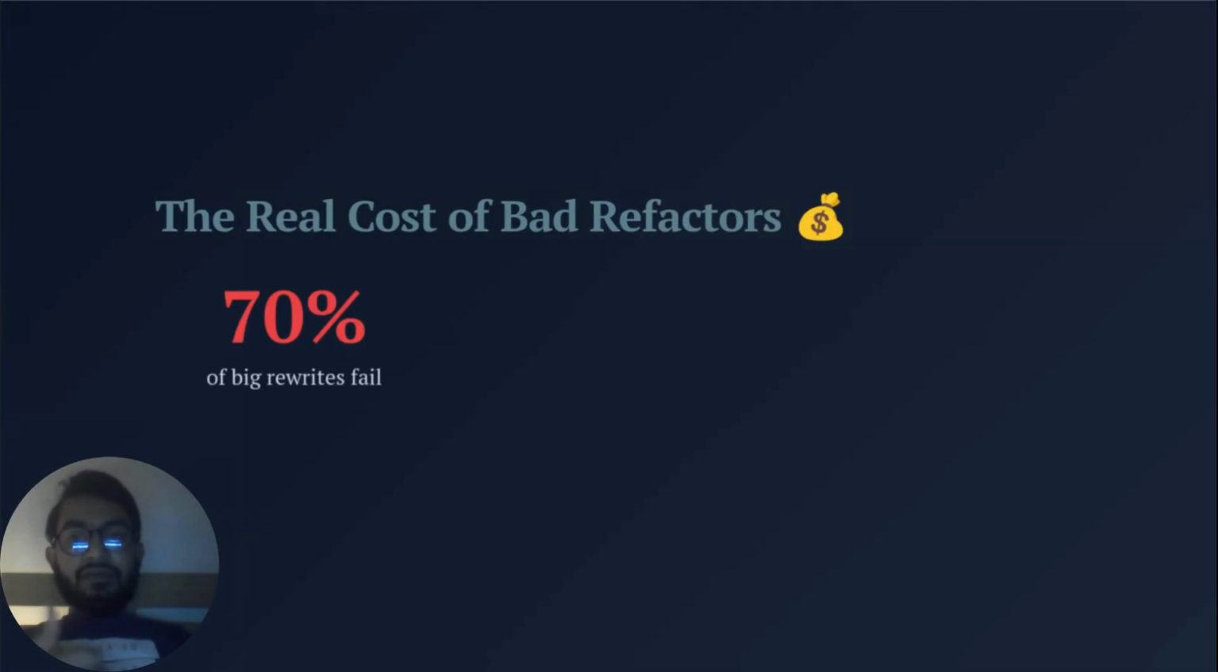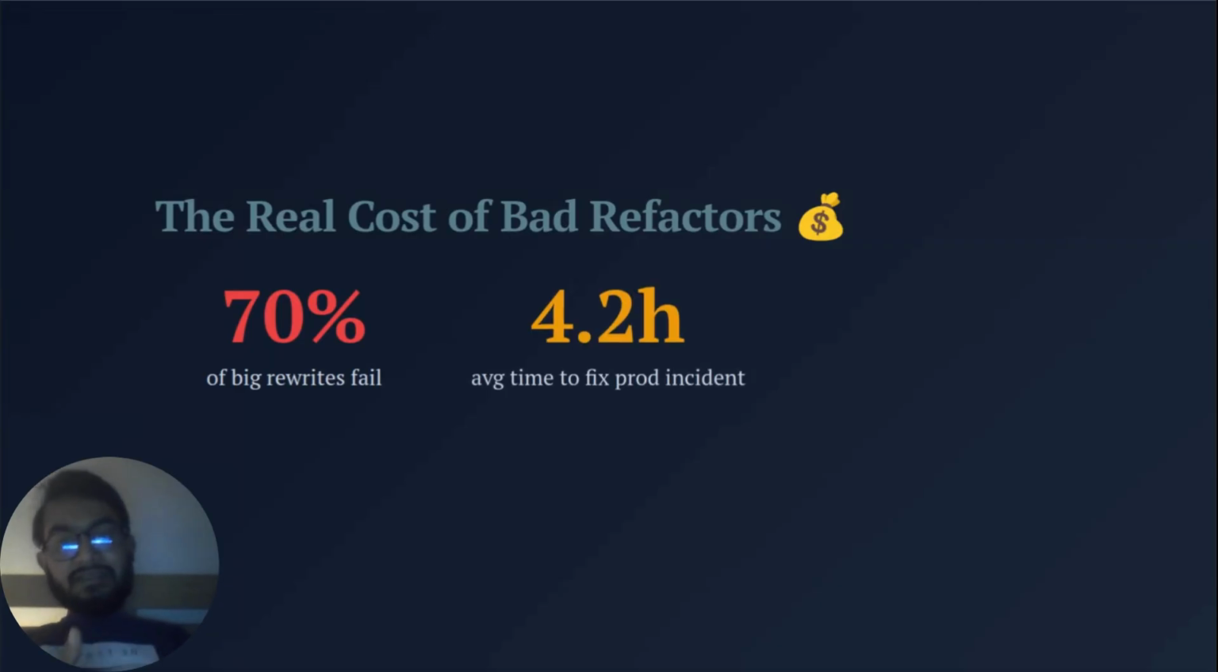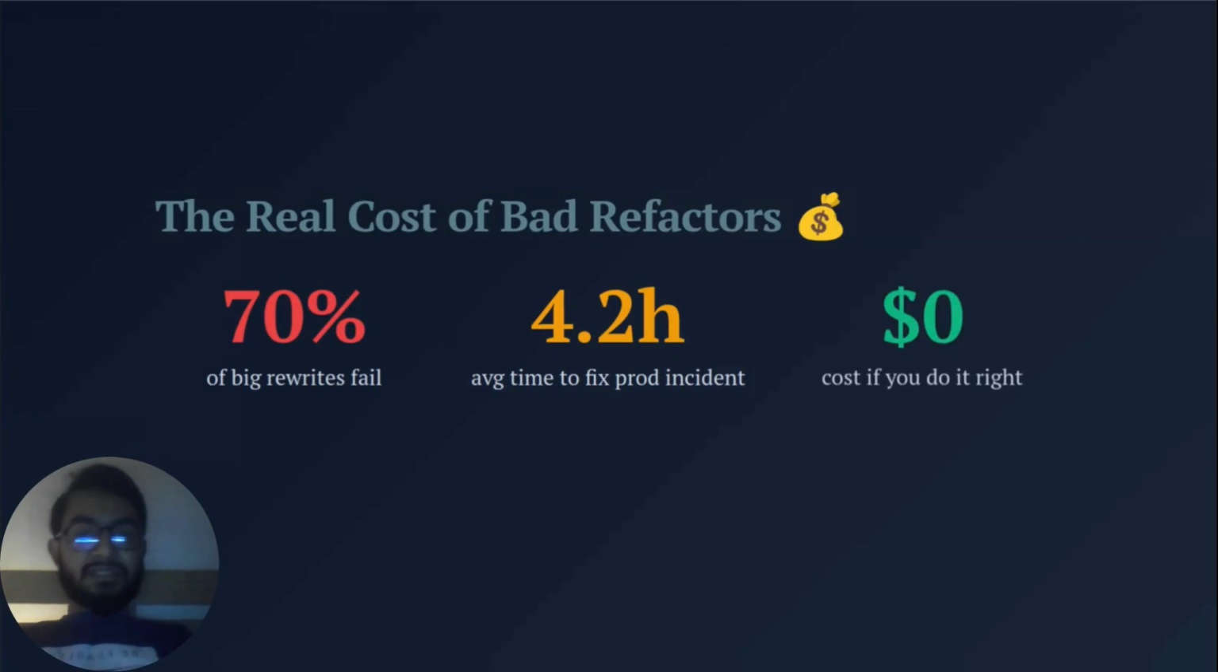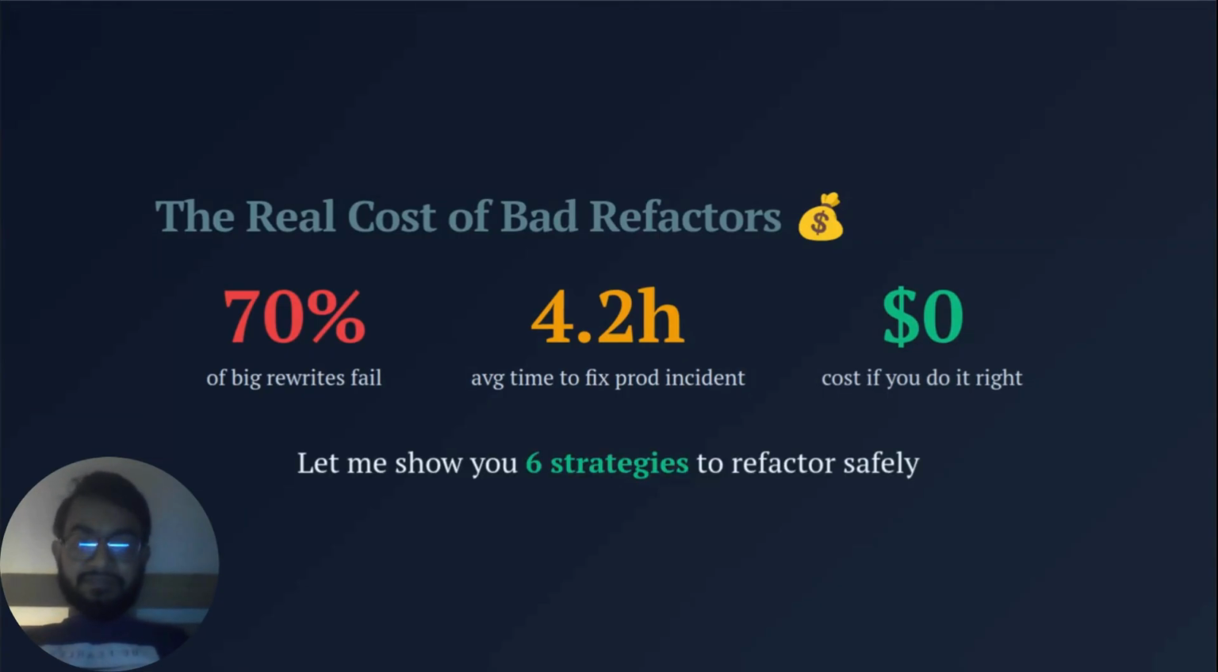So the real cost of bad refactors: 70% of the time, big rewrites actually fail, and the average time to fix a production incident is about 4 hours 20 minutes, and $0 cost if you do it right. So let me show you six strategies to refactor safely so that you can avoid these kinds of unwanted situations.